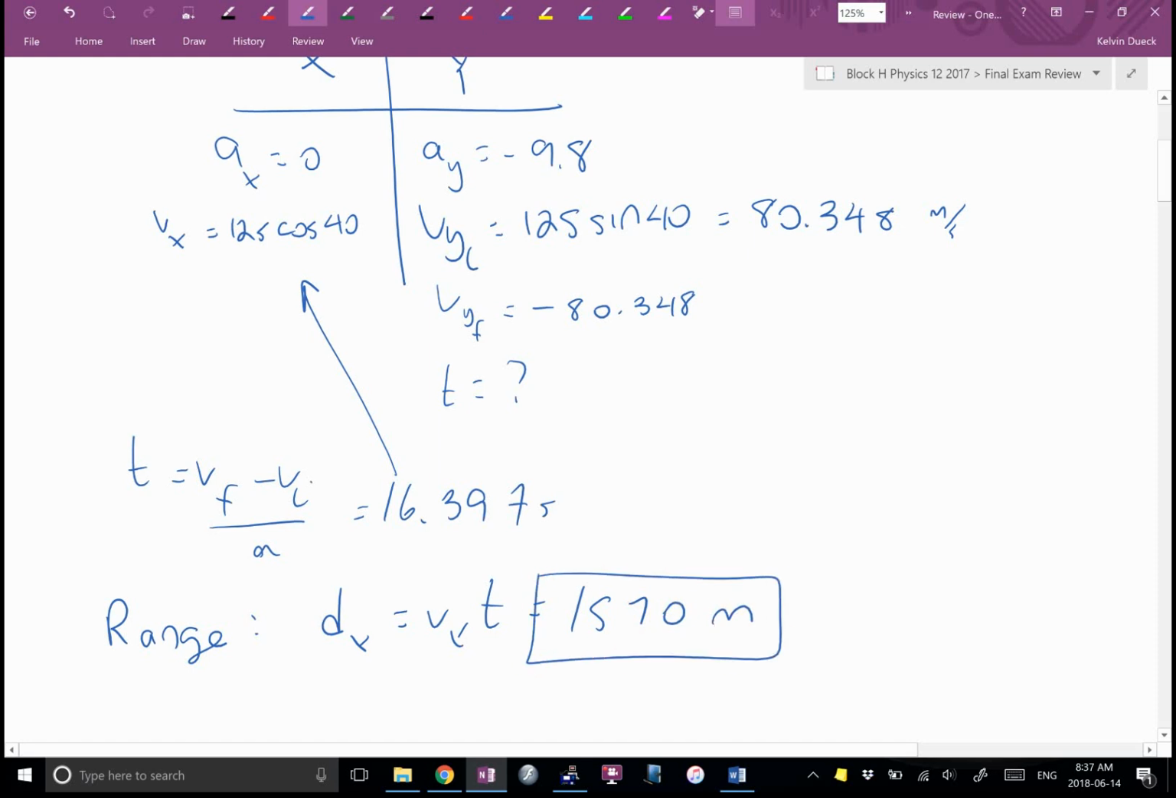What else could I ask? I could ask how high this goes. Maximum height. What does maximum height imply? Vertical or horizontal? Vertical. What do I know at the top?